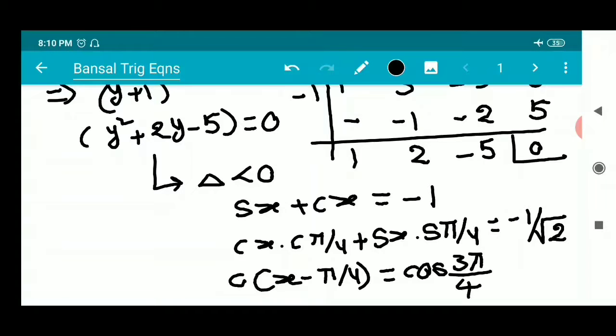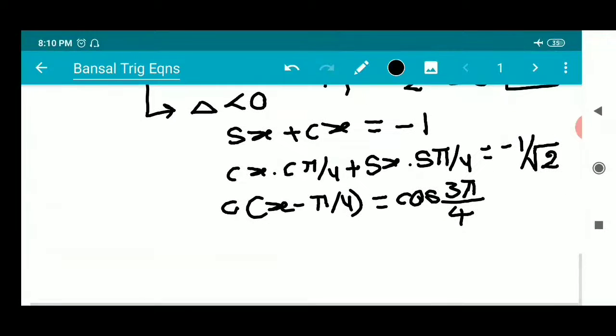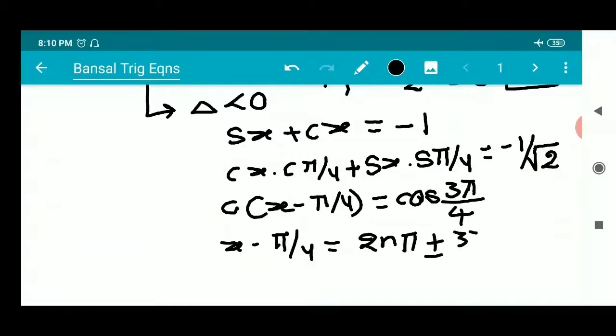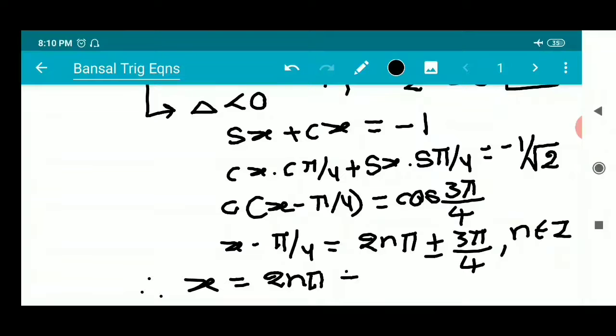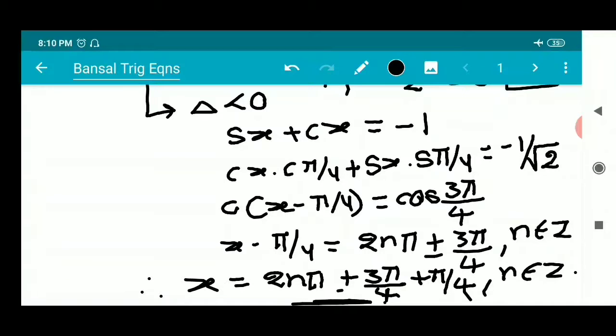Okay, so now it is of the form cos theta equals cos alpha. So cos theta equals cos alpha means theta equals 2n pi plus or minus alpha, where n belongs to Z. We have to calculate the x value, that is x equals 2n pi plus or minus 3 pi by 4, and minus pi by 4, that will be plus pi by 4, n belongs to Z. Okay, this is the required solution, very important model.